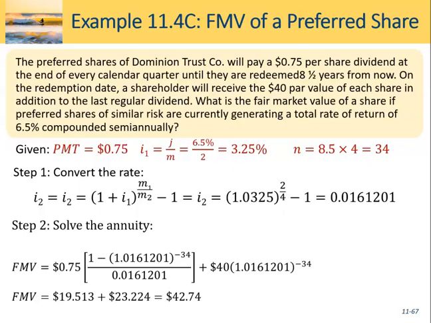So if we look at our calculator, we want to make sure that we clear our work. If you hit second and then CE, that's going to clear all your work, and then clear again. So now you've got 0 in there. So we're going to put 0.75, walk through it with me. It's PMT. We have 40 FV. We have 6.5 IY. We have 34 N.